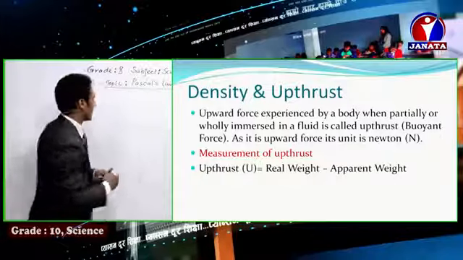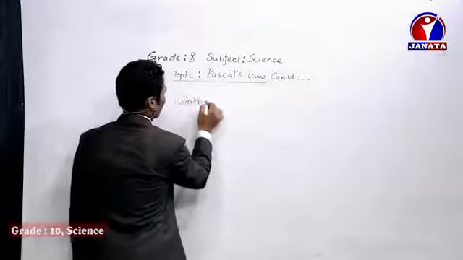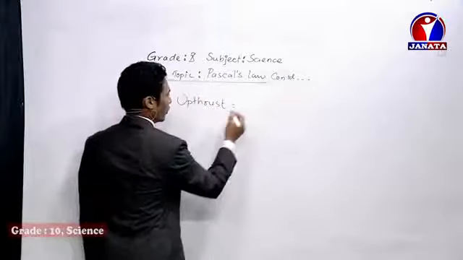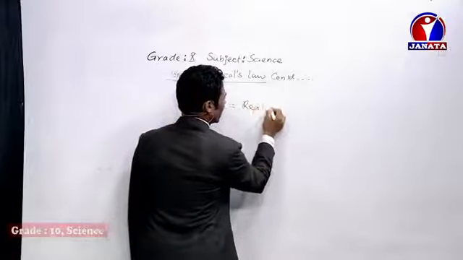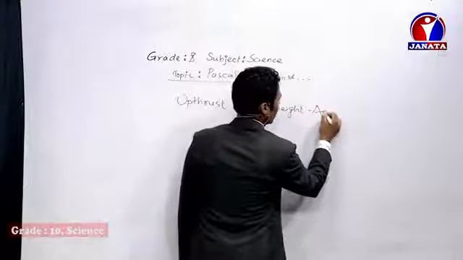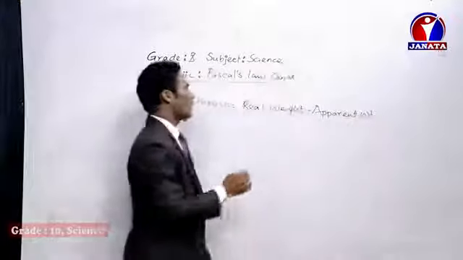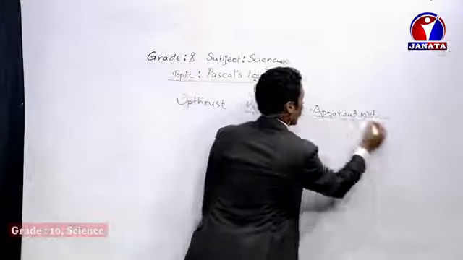So we can write down like this. Upthrust equals real weight minus apparent weight. So what is this real weight and what is this apparent weight?